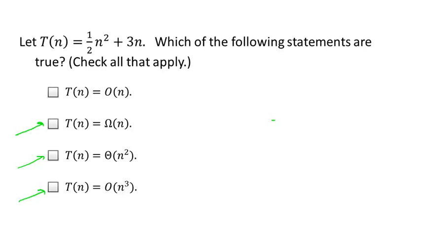And it is omega of n. So omega of n is not a very good lower bound on the asymptotic rate of growth of t of n, but it is legitimate. Indeed, as a quadratic growing function, it grows at least as fast as a linear function. So it's omega of n.